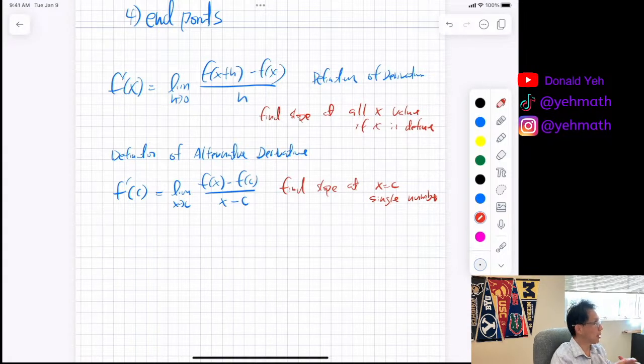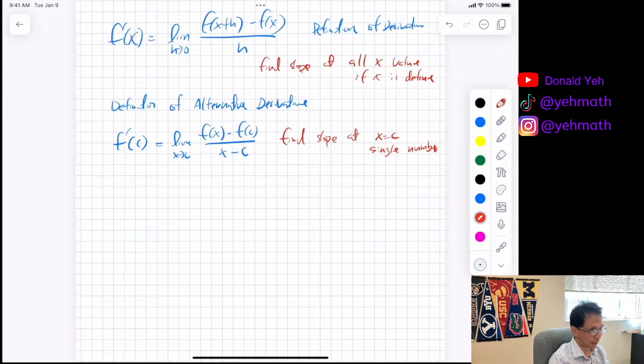I can find the slope at 2. I can find the slope at 4. But it doesn't give you a general form, like I can find the slope anywhere. The definition of derivative can do that. The alternative definition cannot do that. I'm going to give you an example. How do I find the derivative using the alternative derivative?